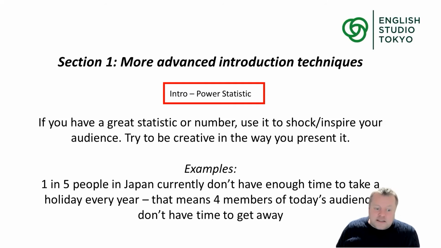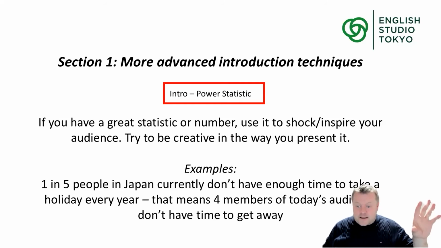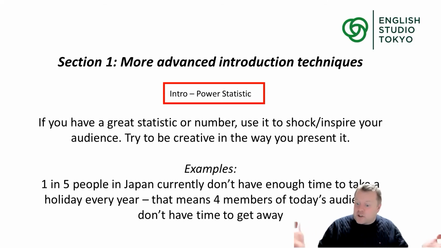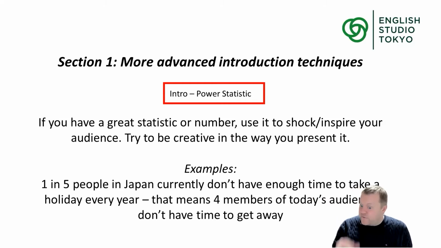Well, that's understandable. 1 in 5 people in Japan currently don't have enough time to take a holiday every year. That means 4 members of today's audience don't have enough time to get away. Look at what I did. I was smart. My audience has 20 people, and my statistic is 1 in 5 people in Japan. If I assume my audience is an average population, not special in any way, then on average, 4 people in my audience are members of this group.